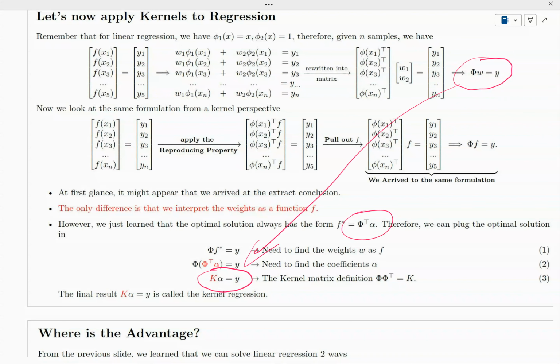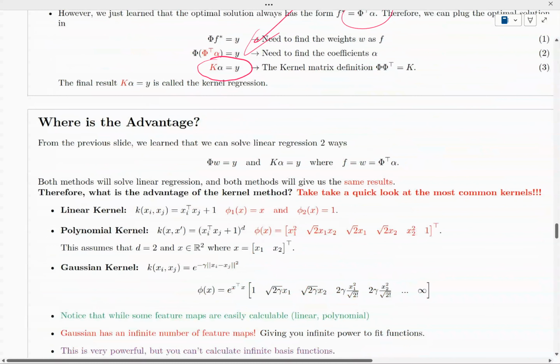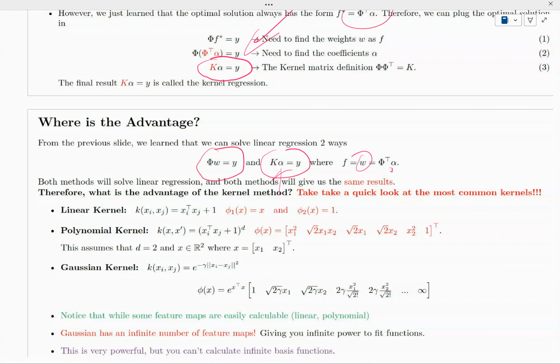Now, the formula seems different, right? But when we actually solve them, and once we solve for alpha, we can solve for the function f or w. You're going to get exactly the same result. You're going to get w and w here. You use the closed form solution, or you solve it this way. You're going to get exactly the same thing.